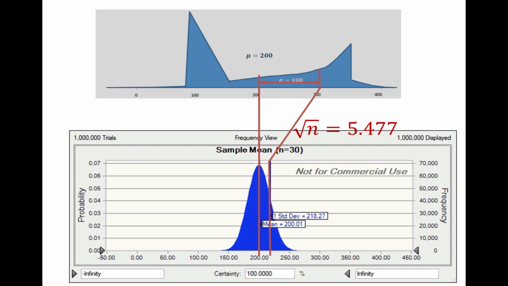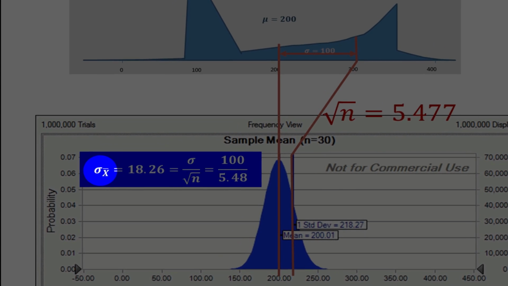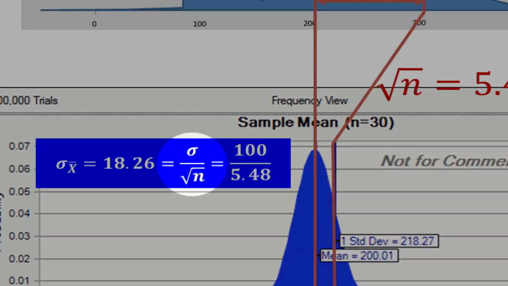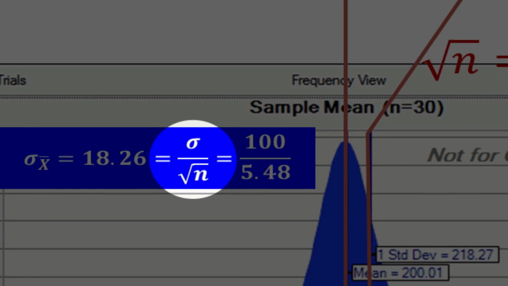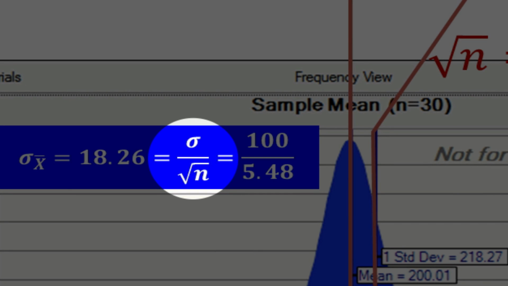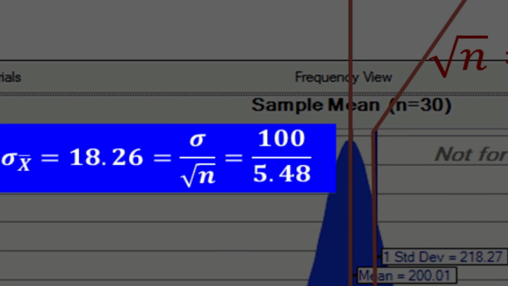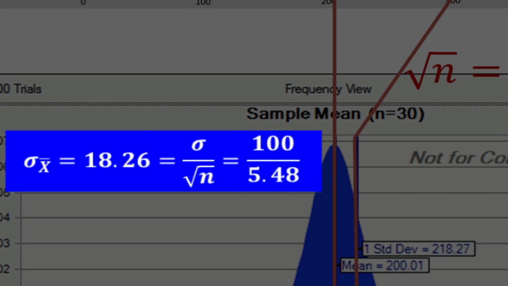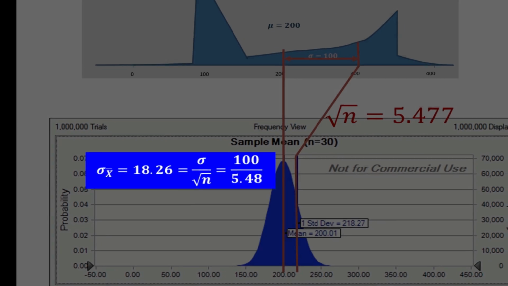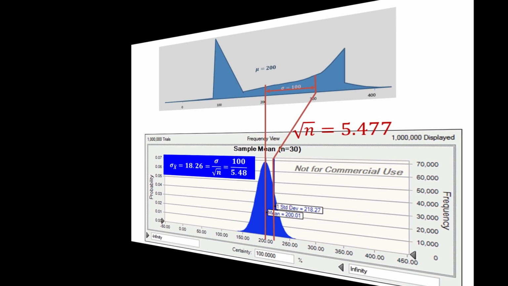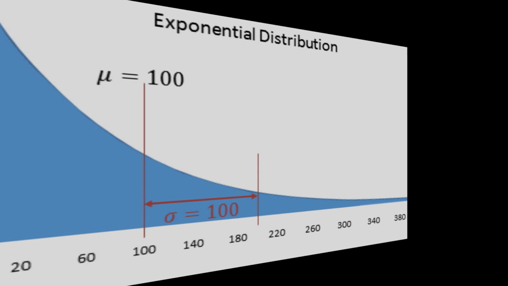So once again we have this phenomenon that the standard deviation of the sample mean is equal to the standard deviation of the population divided by the square root of the sample size, in our case 100 divided by the square root of 30, or 100 divided by 5.48, which is 18.26. Okay, let's try the whole thing with a different distribution. Let's see if it holds there too.